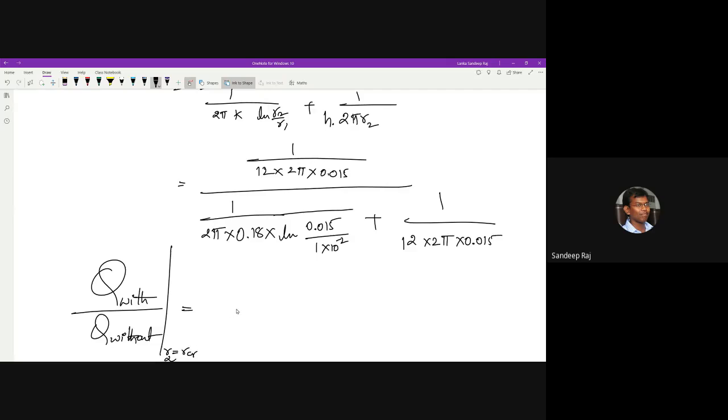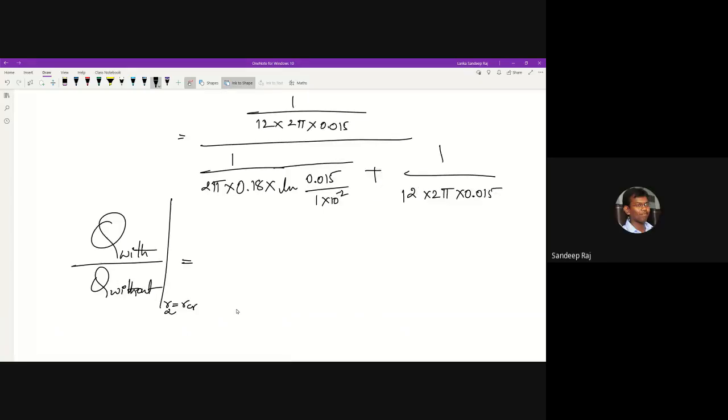Somebody tell me what is this value? Calculate and tell me this value. 0.288. Sir, is it 0.08? No. 0.91. 0.91 would be correct. Okay. So this is the case when you have R2 equal to R_cr.